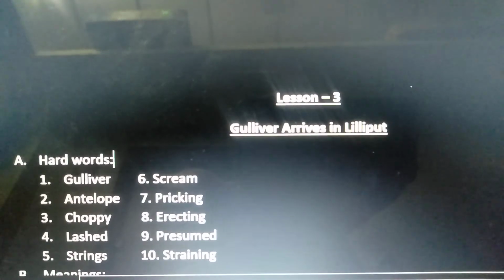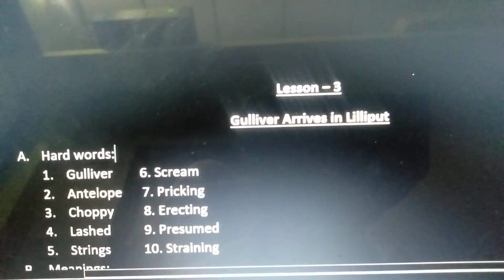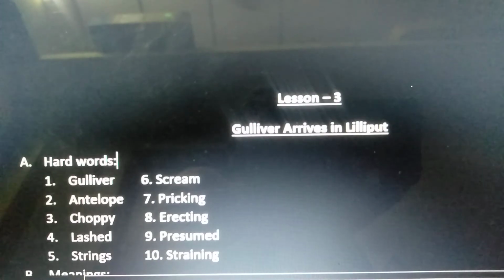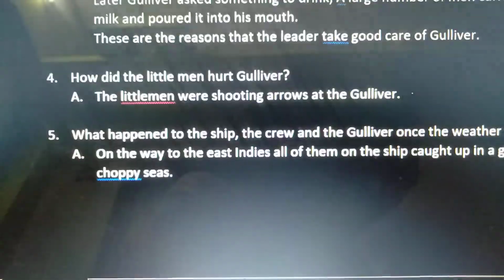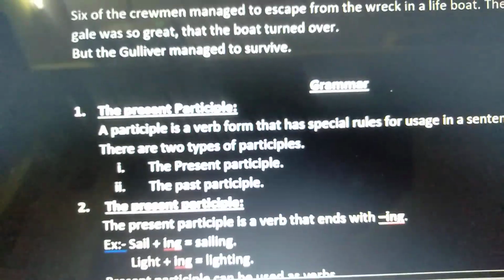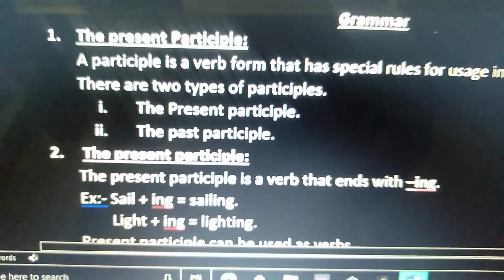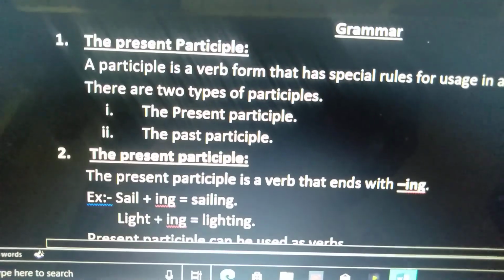Open your notes, lesson 3, Gulliver arrives in Lilliput. See the grammar part, children. First one, the present participle.